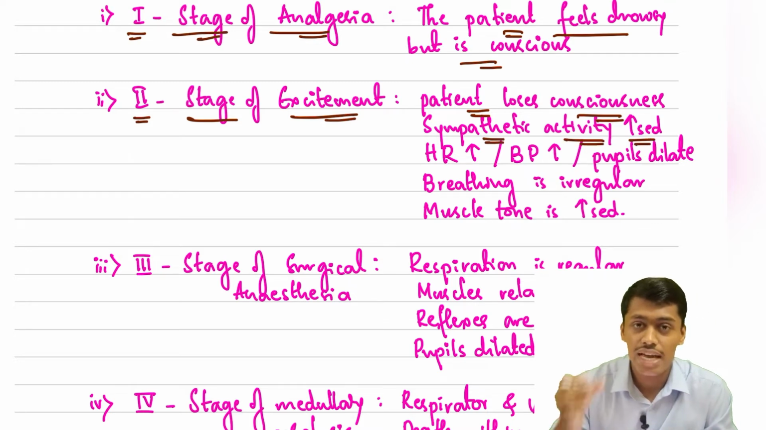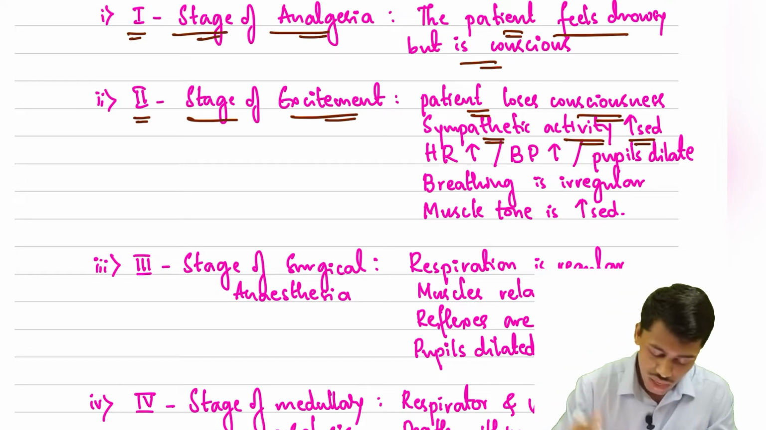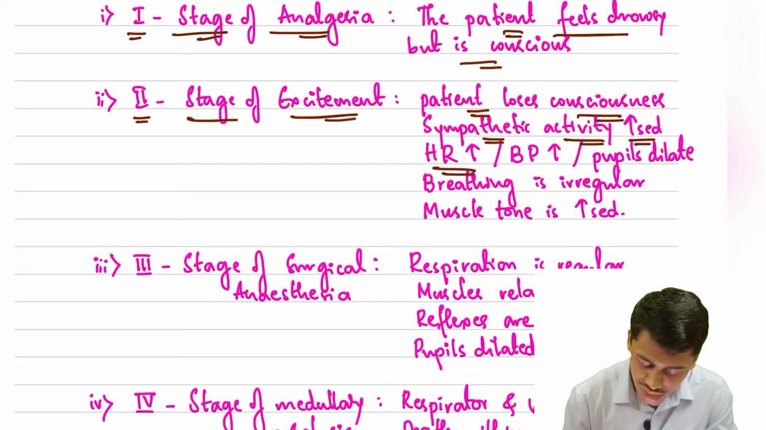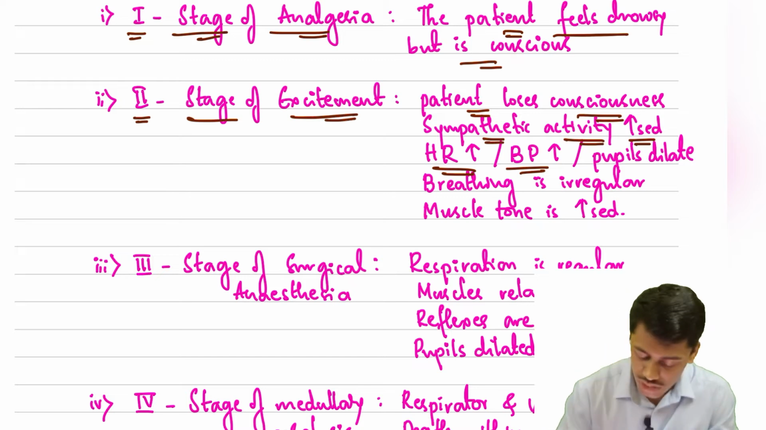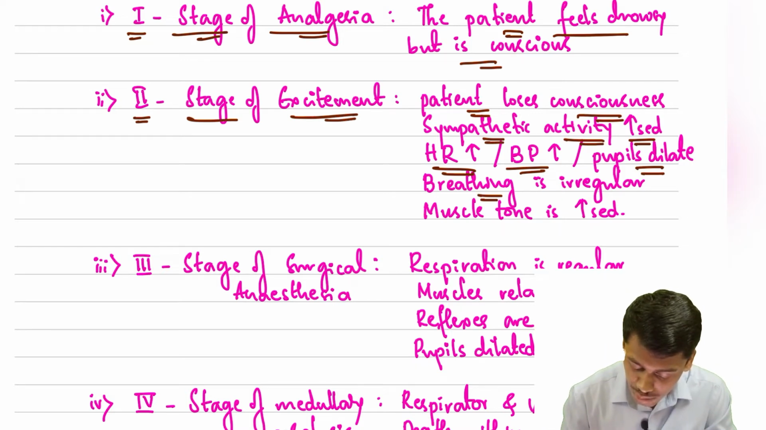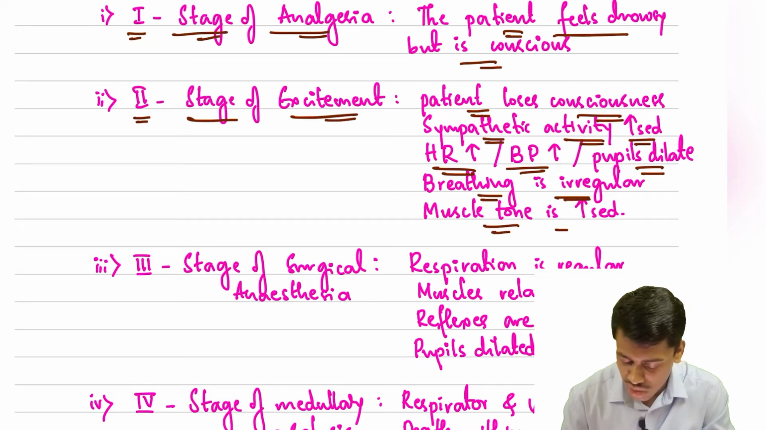So the sympathetic activity will start getting fired, resulting in increased heart rate and increased BP. The pupils will dilate. The breathing of the patient is irregular, and the muscle tone is increased.